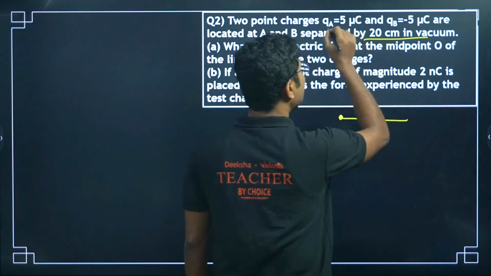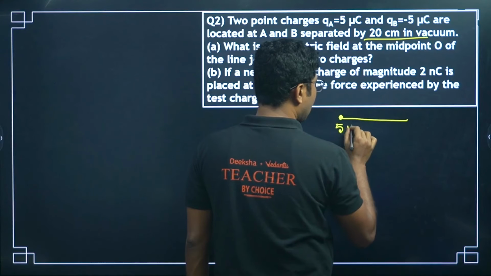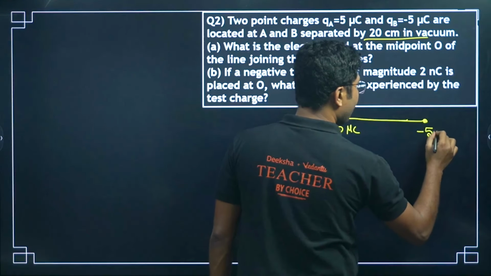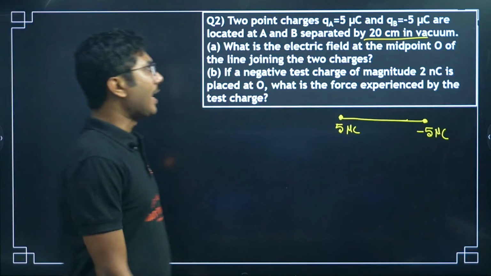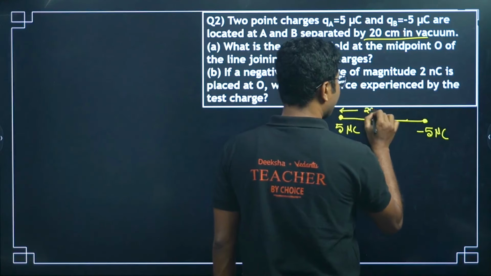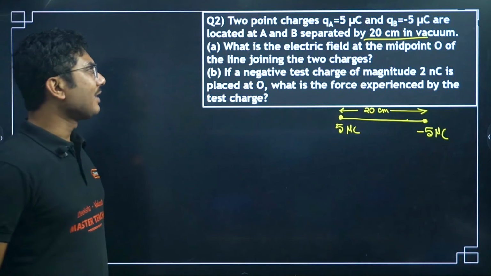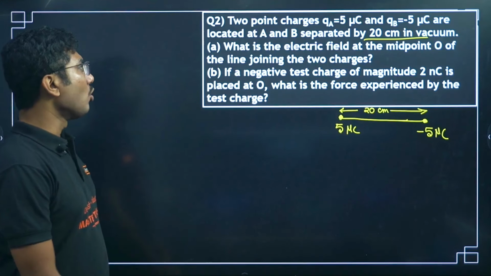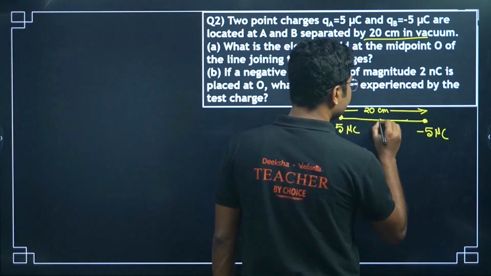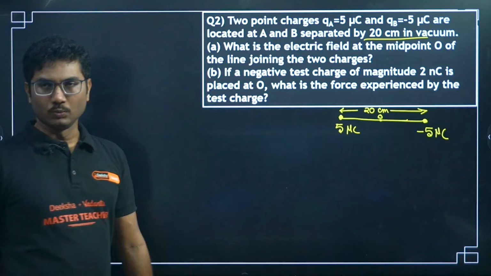So here we have QA equals 5 microcoulomb, and here we have another charge which is minus 5 microcoulomb. So 5 microcoulomb and minus 5 microcoulomb, the distance between them is given as 20 centimeter. What is the electric field at the midpoint O of the line joining the charges? Suppose this is the midpoint, say O. We are trying to find the electric field at this point O.